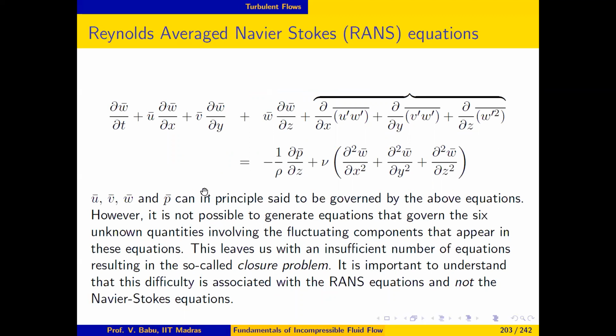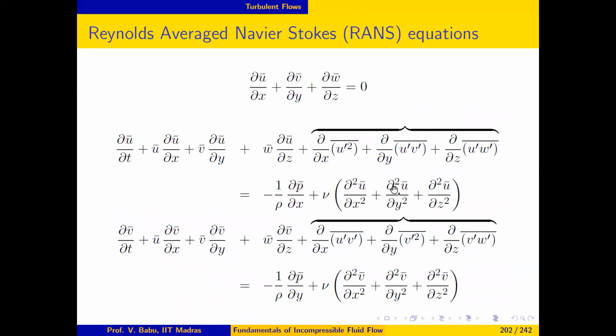So in principle, we have 4 equations, each one of which can be said to govern the 3 components of velocity, and we can also come up with an equation for pressure from this equation. So we have 4 variables or 4 unknowns and 4 equations. But the difficulty now is that the term in braces shows additional unknowns that have been introduced into the governing equation. For instance, u prime square bar, u prime p prime bar.